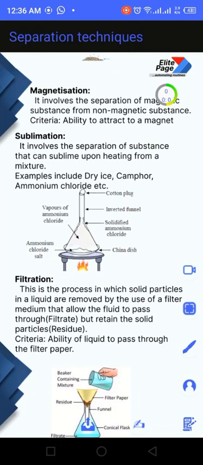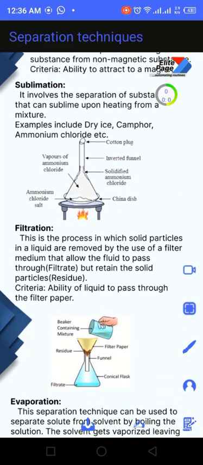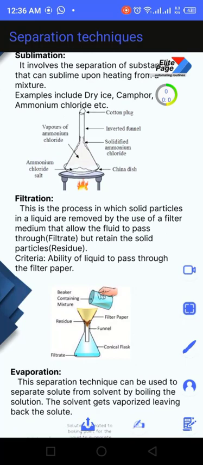Next one is filtration. Filtration is a process in which solid particles in a liquid are removed by the use of a filter medium that allows the fluid to pass through. The fluid that has passed through is called the filtrate, but the solid particles that are retained are called the residue. The criterion for filtration is the ability of the liquid to pass through the filter paper.